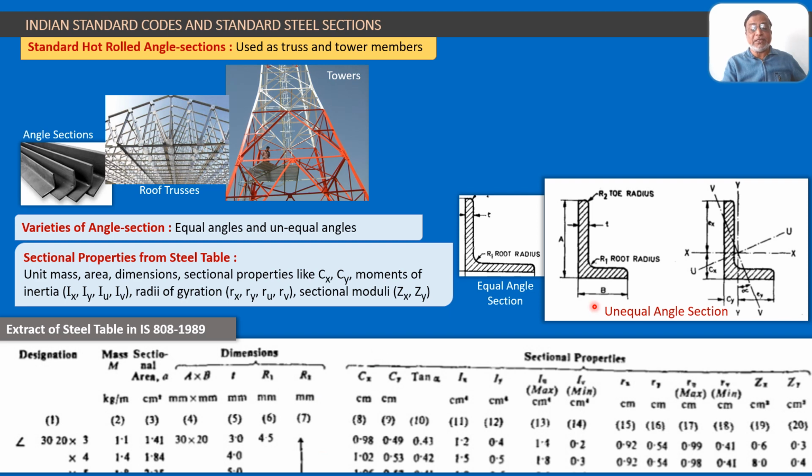Then sectional properties are many. You get Cx, Cy, these are the centroidal distances of x and y axis. Then you get Ix, Iy, Iu, Iv, because I told you that there are four axes of bending. So you get four values of moment of inertia, four values of radii of gyration, and two critical values of sectional moduli. So the sectional properties also become a little complex in case of the angle sections. This was a brief review of the angle sections and their mention in the steel table.